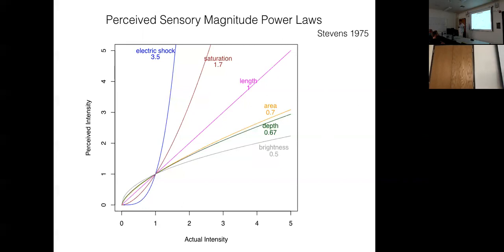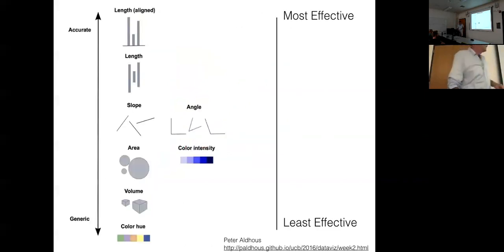It still works. It's just not as good. Okay, and then brightness and so forth. These are theoretical, as you can tell, because they're smooth curves. But this is the best. Length that's aligned; length that's not aligned is inferior to this.